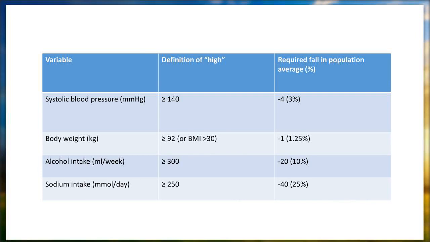Here's an analysis Dr. Geoffrey Rose did as well, identifying the reduction required in a population average in order to reduce by one quarter, or 25%, the number of people with what would be considered high levels or measurements for each of his original four indicators. You can see on the table the four indicators or variables on the left. You can see the definition of what is considered high. And the column on the right shows how much of a decrease in the average population score would be necessary to decrease the high levels by a quarter. You can see for most of these, the scale of change required in the normal population is much less than 25%. So looking for how do we reduce the problem in the high-risk population.